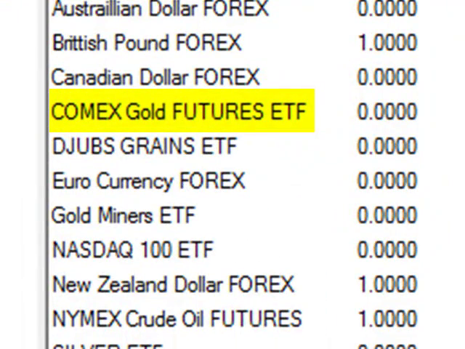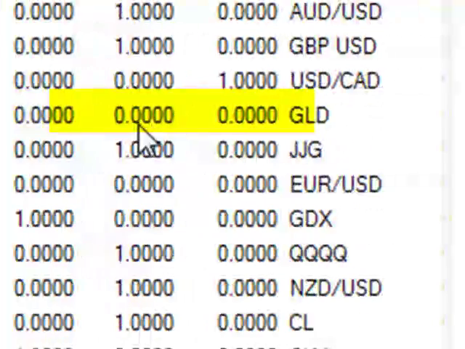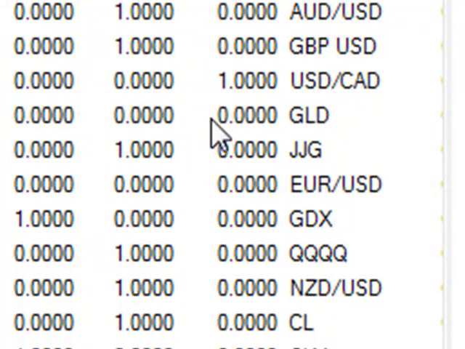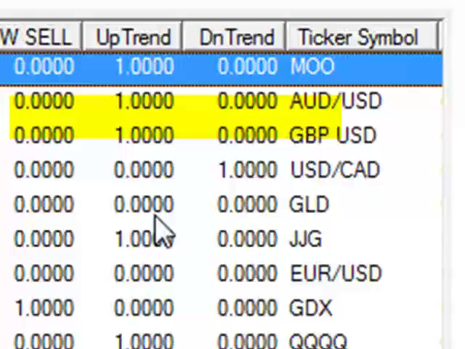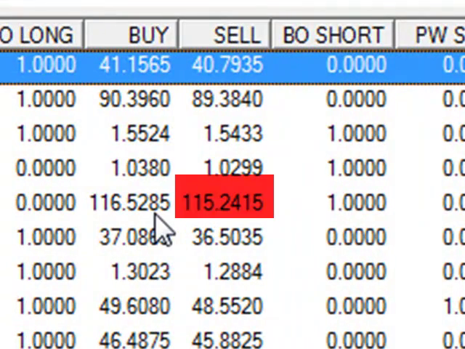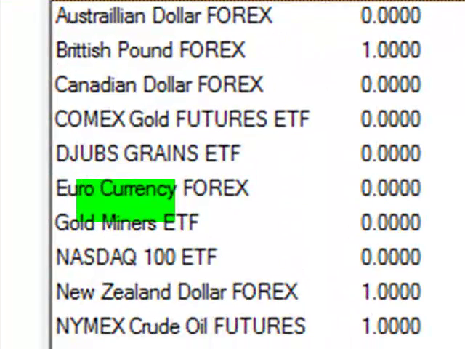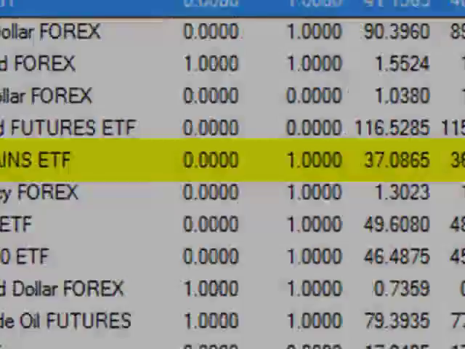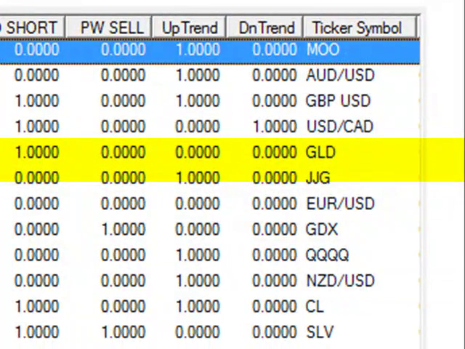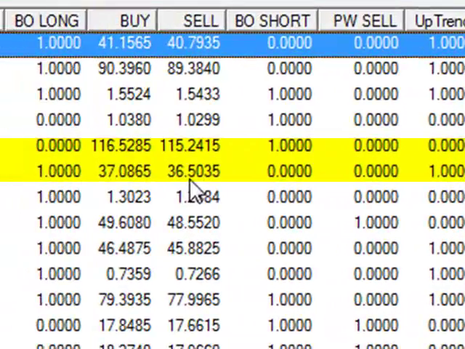This one you can see is blank on the uptrend and downtrend. If you see blank and there's nothing there, up or down, it means that the market is consolidated and or congested. So it's trendless at the moment. And this one, it's a short at 115.24 with your stop at 116.52. The next one is your grains ETF, the JJG, ticker symbol again. This is showing a bona fide uptrend, and you're going long at 37.08 with a stop at 36.50.